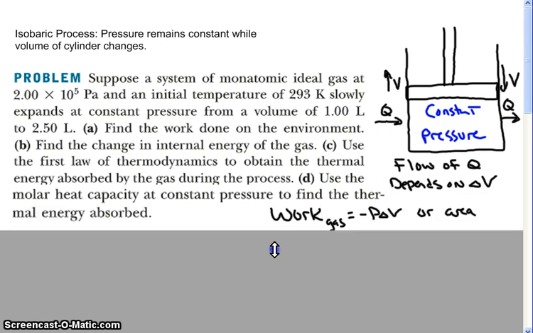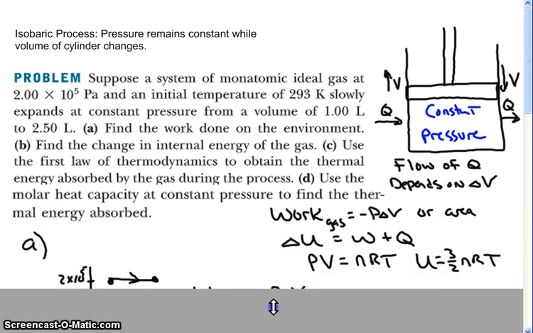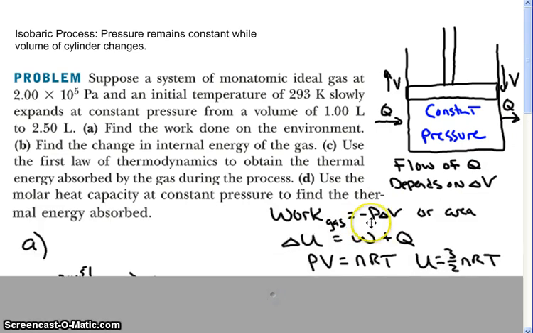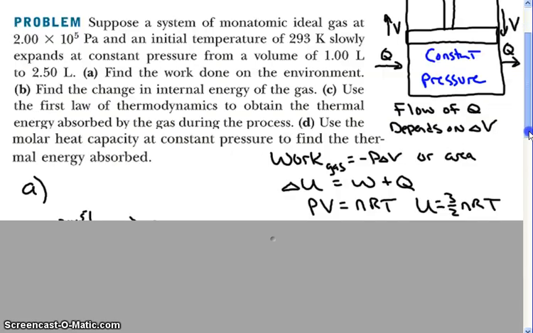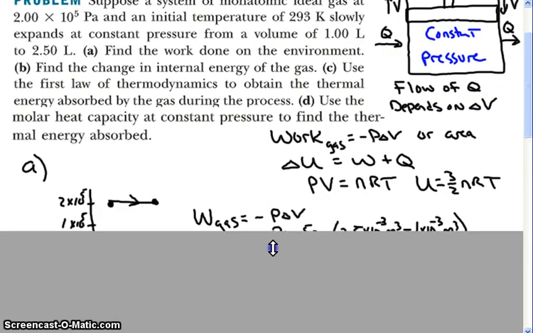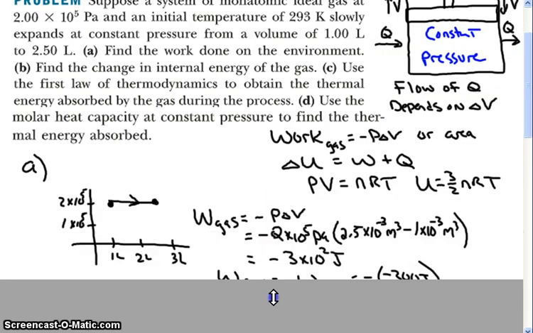Now if we take a look at all of our formulas that we have so far for the chapter, we have the work done by the gas would be the negative P delta V, or the area underneath a PV diagram. The change in the internal energy is equal to the work plus the heat added or subtracted. PV equals nRT is always available to us, and we also know that the internal energy of the gas is 3/2 nRT at any given state.